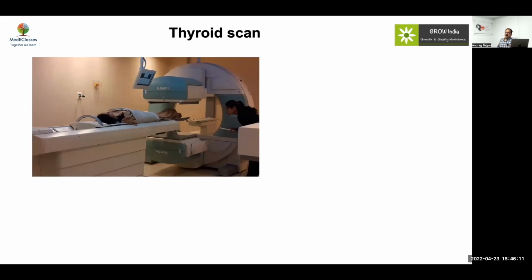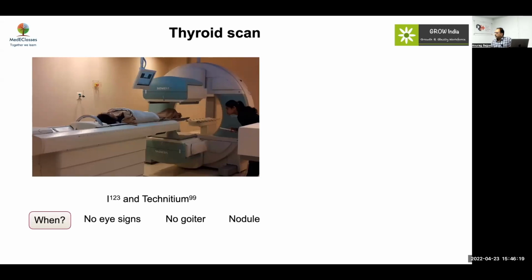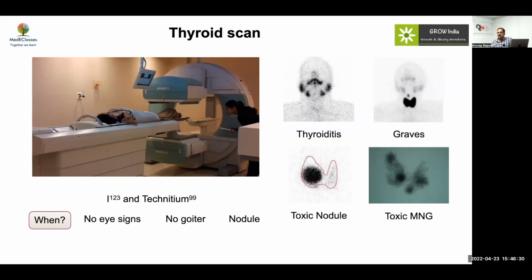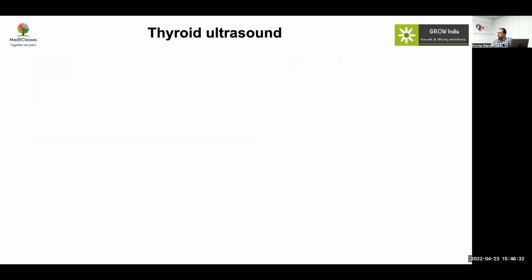So thyroid scan is very important. We can use both iodine and technetium. It should be done if you have no eye signs and no goiter. And if you have a specific nodule, if there is no uptake, this is thyroiditis. If you have increased uptake, it is Graves' disease. You may have a toxic nodule or you may have a toxic MNG, which will give you the diagnosis in that regard. What about ultrasound?